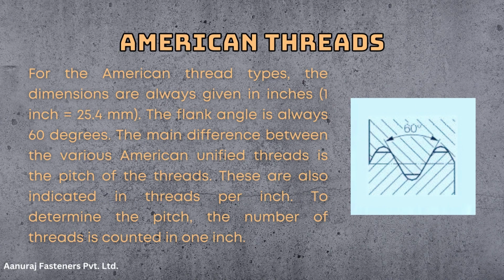American thread. For the American thread types, the dimensions are always given in inches and 1 inch is equal to 25.4 mm. The flank angle is always 60 degrees. The main difference between the various American unified threads is the pitch of the threads. These are also indicated in threads per inch. To determine the pitch, the number of threads is counted in 1 inch, that's TPI.